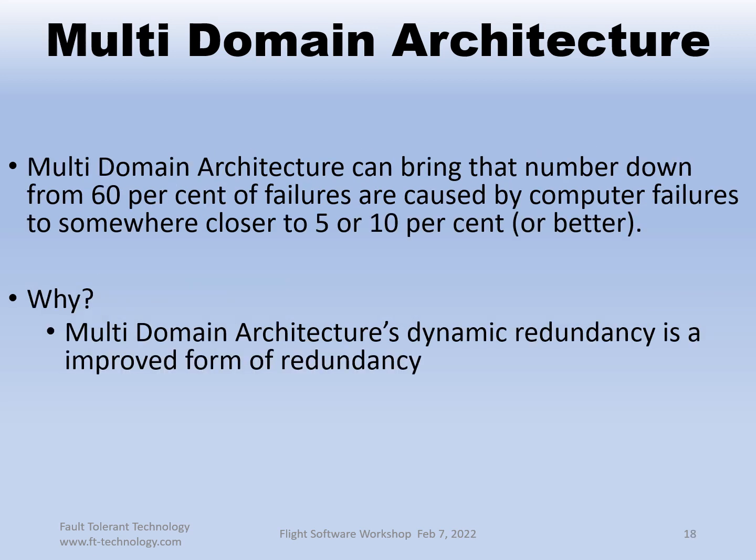Multi-domain architecture can actually bring the failure rate down to something closer to 5 or 10% or even better. And it does it because it really is a better way of producing redundancy. Now, if something fails and you want it to be fault tolerant, you do have to have redundancy. And how you distribute that redundancy can make a world of difference.